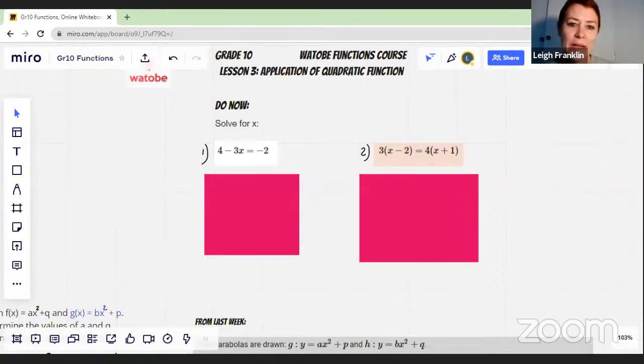Today, we're going to be talking about the application of the quadratic function. So we're going to look at some exam type questions. As always, please can you get started on the do now, and we'll just wait a few minutes for everybody else to join us.